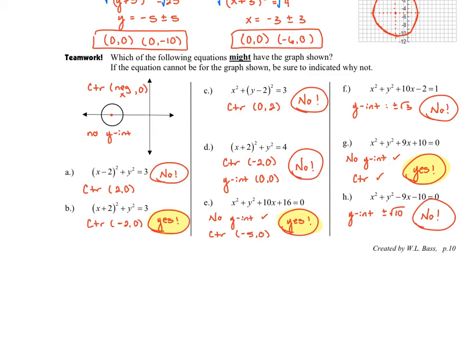So again, take a look at your graph and think about things that you would know would be true. I can tell from this graph that the center needs to be on the y-axis, or on the x-axis, I'm sorry, it needs to be on the x-axis. So the x-coordinate of my center needs to be a negative value. The y-coordinate of my center needs to be 0. And my graph should not cross the y-axis. So there should be no y-intercept.